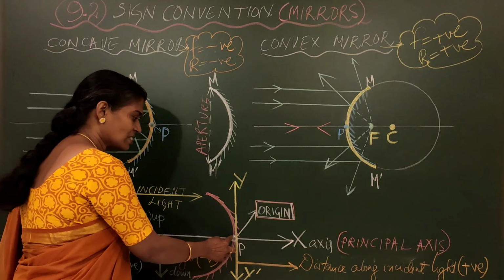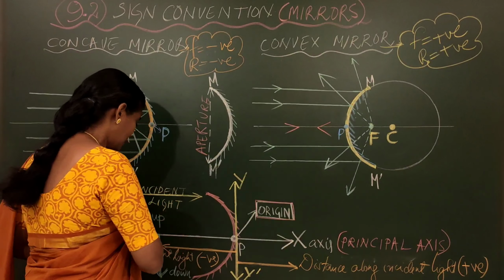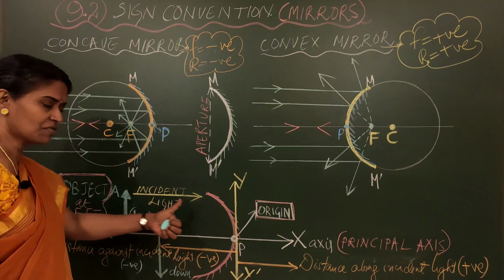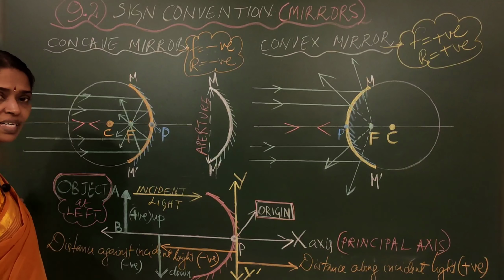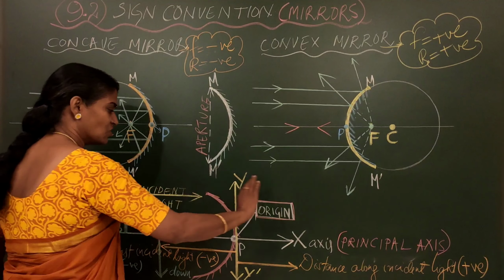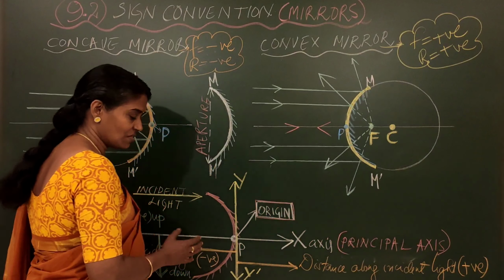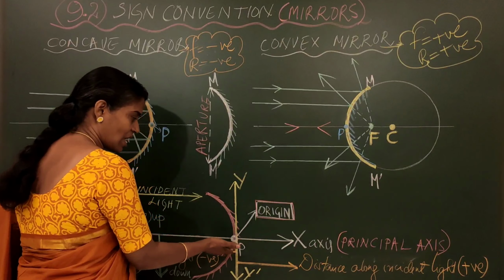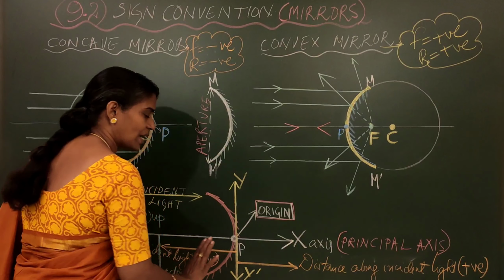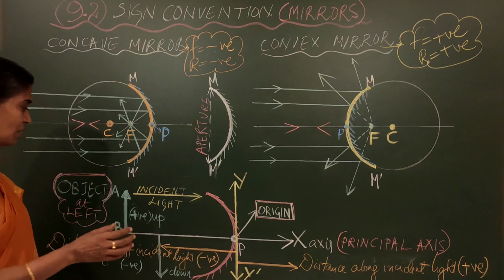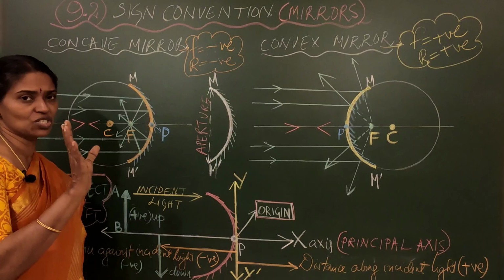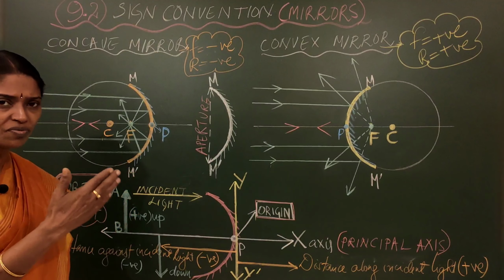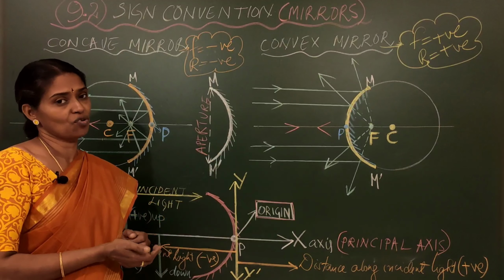Repeat: always take the origin as the pole, with the x-axis as the principal axis. Take the incident ray from left to right, meaning the object should be at the left. That direction of the incident ray is positive, the reverse direction is negative. Perpendicular to the x-axis, the upward direction is positive, the downward direction is negative. That is useful when you do magnification, which we will come to later. U, V, H, H dash are a few more terms we learn after image formation.